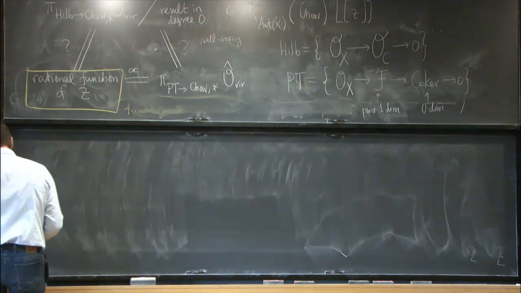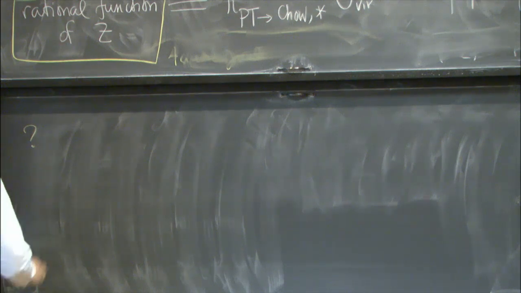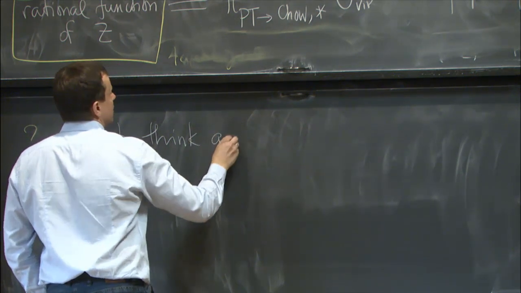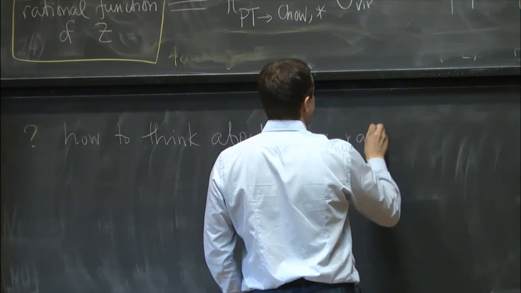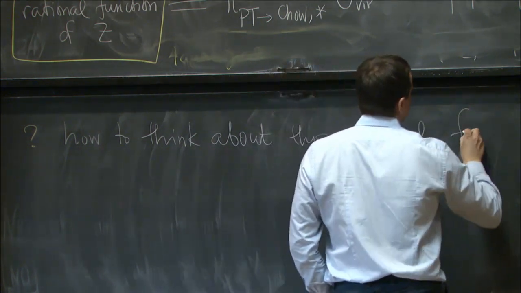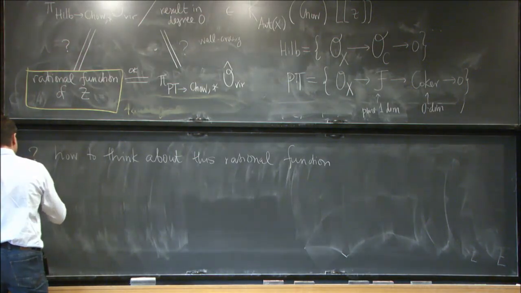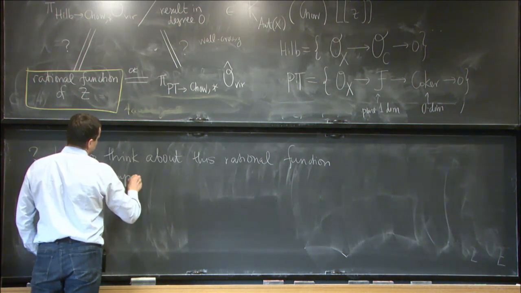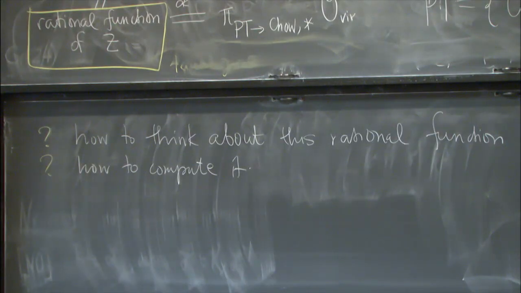So there are two natural questions. How to think about this rational function? That's maybe the first question. And the second question is how to compute it. And I'll start with the first.